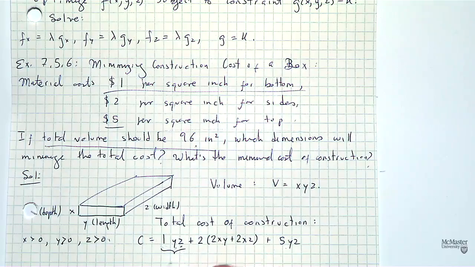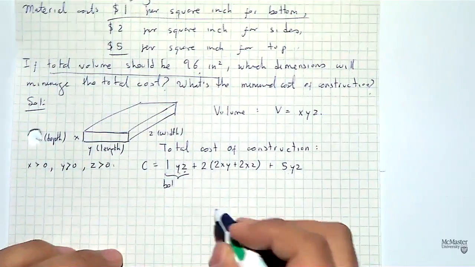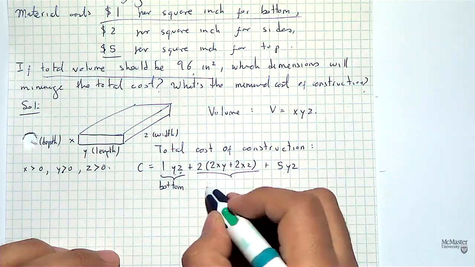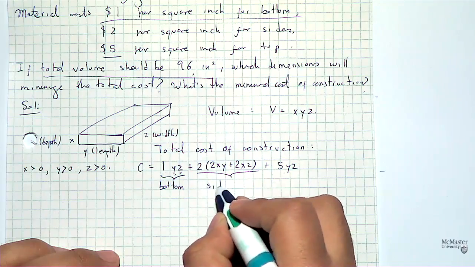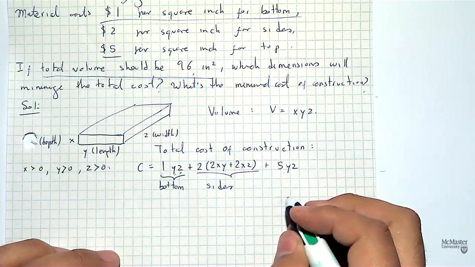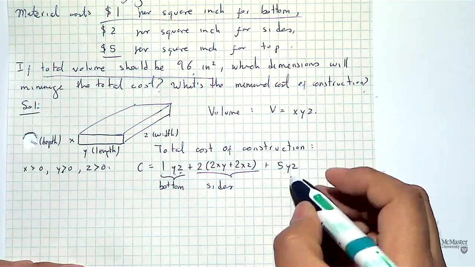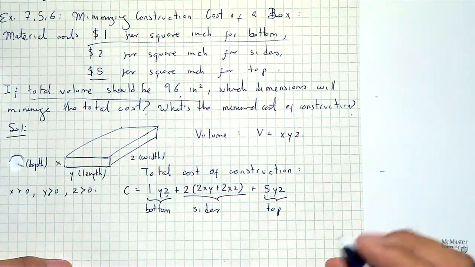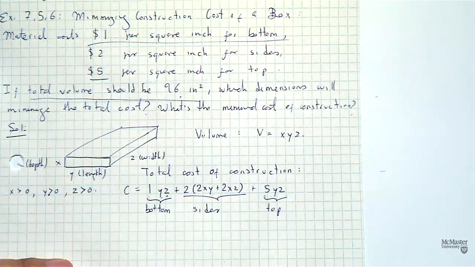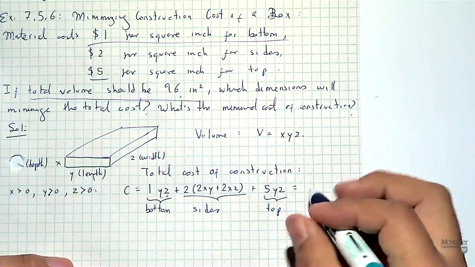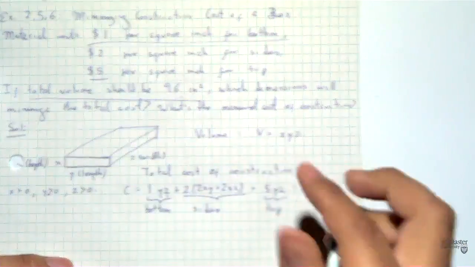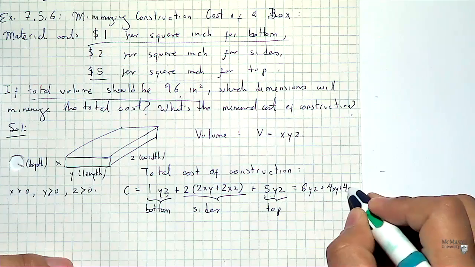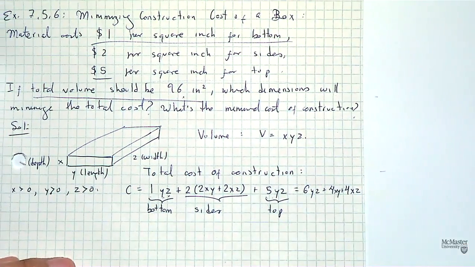So just to make it clear, this is the bottom part. These are basically the four sides. Two of them are of the same dimensions, so you have basically two pairs. And then this would be for the top, where you have each allocated cost. Well, this one will be the same, so you have 6yz, adding these two. Then you have plus 4xy plus 4xz, just by doing this multiplication.